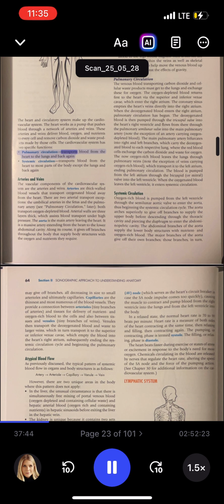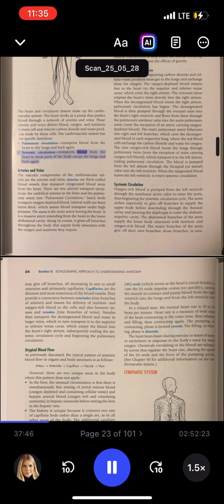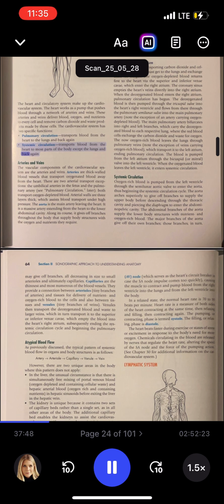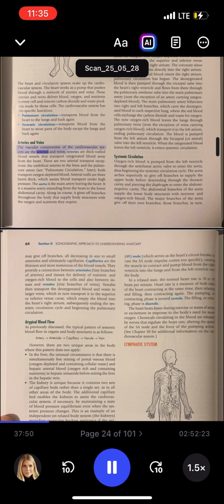Pulmonary circulation transports blood from the heart to the lungs and back again. And systemic circulation transports blood from the heart to most parts of the body except the lungs and back again. Arteries and veins. The vascular components of the cardiovascular system are the arteries and veins.